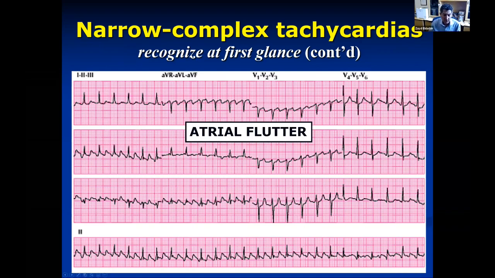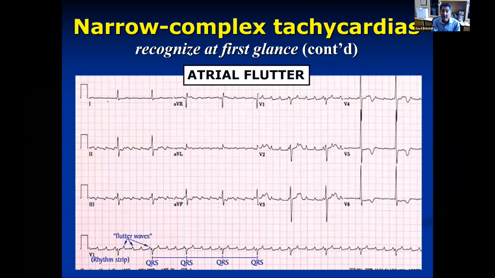If you look at lead 2, the inferior leads, you really do have the resemblance of a sawtooth. It looks like a saw that you could use to cut wood. Number one. Number two, the ventricular rate is very regular. So the ventricular rate is very regular, and there's a sawtooth atrial rate going on. That's classically atrial flutter. The ventricular rate doesn't always have to be the same.